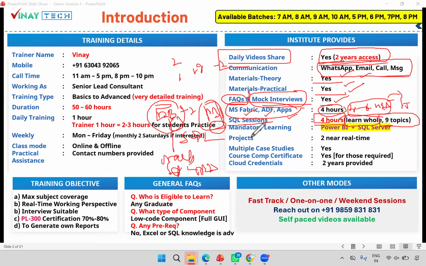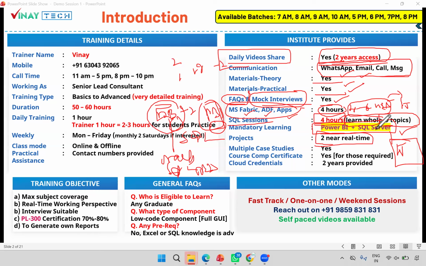And it is mandatory to learn Power BI plus SQL Server. This is mandatory. And 2 real-time projects I will cover. So this is mandatory for those who want to enter into IT. If you want to enter into IT, then it is compulsory.